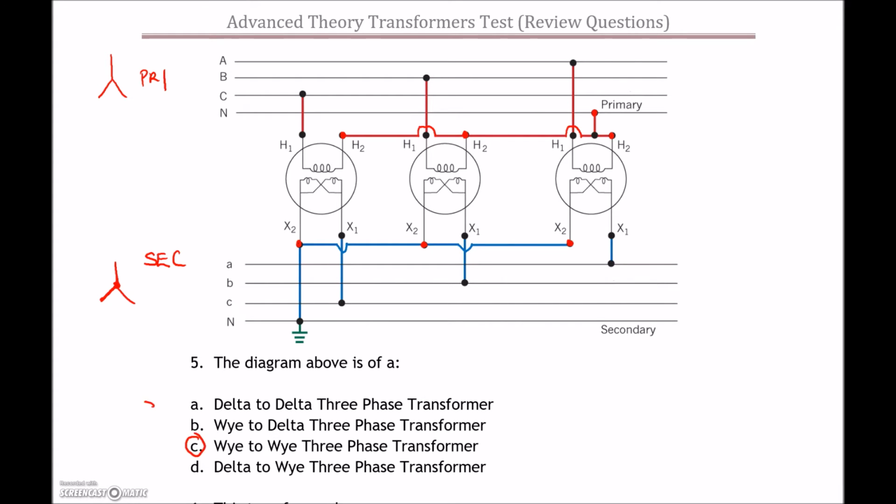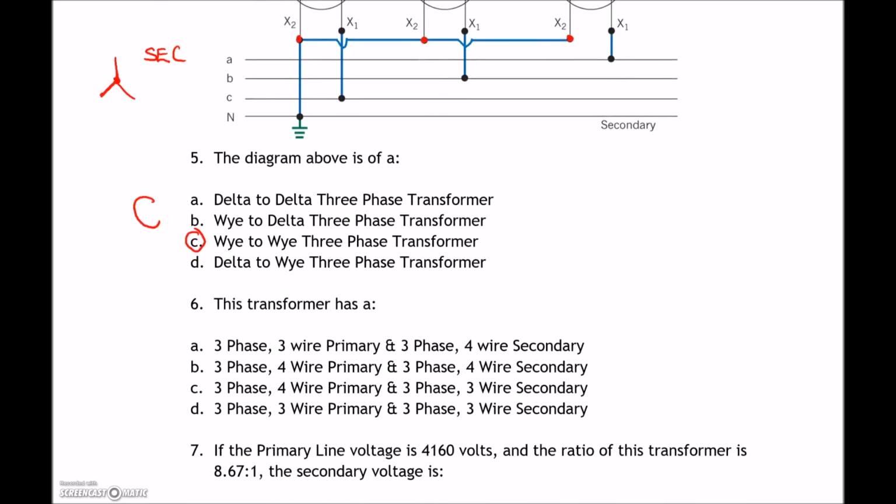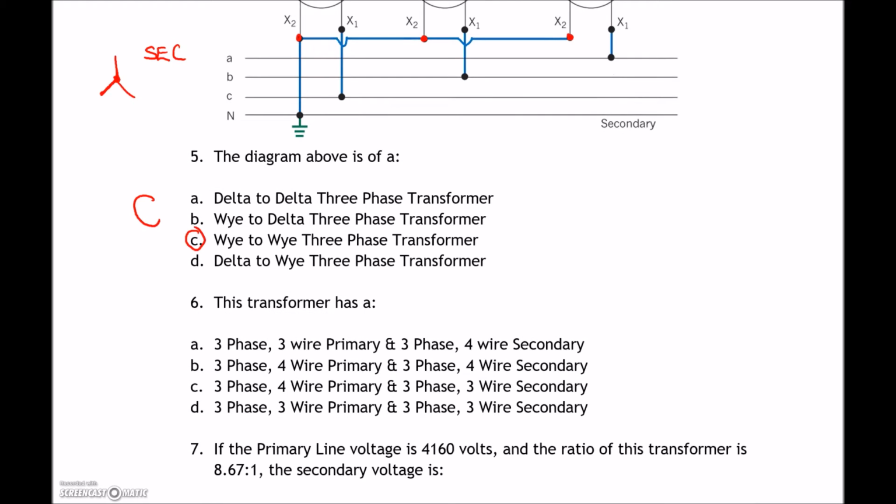We've got a Y to Y, and it looks like we've brought, based on this diagram, we have a 4-wire on the primary, and we have 1, 2, 3, 4-wire on the secondary. So we need an answer there for 4-wire on the primary and 4-wire on the secondary. So 6 is B.